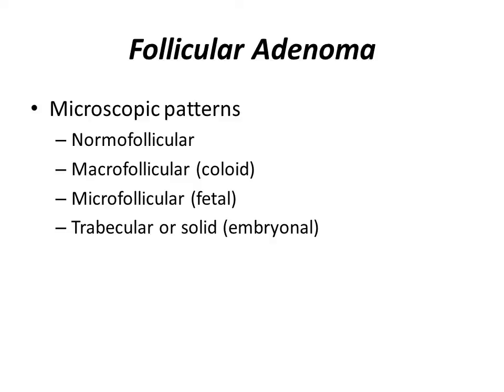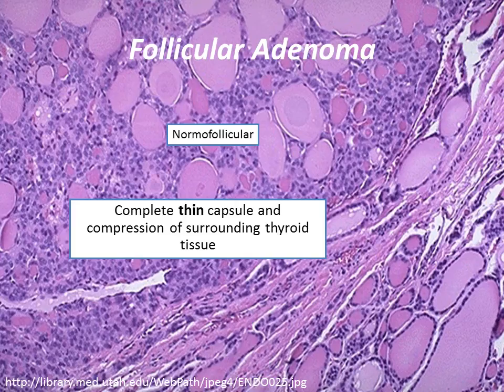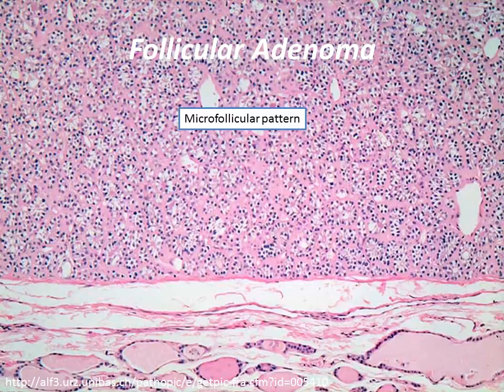The microscopic patterns of follicular adenoma are the normal follicular adenoma, the macrofollicular adenoma or colloid adenoma, the microfollicular adenoma or fetal adenoma, and the trabecular or solid adenoma or embryonal adenoma. The normal follicular adenoma shows the normal size follicles with a complete thin capsule and compression of the surrounding thyroid tissue. The microfollicular pattern shows small follicular proliferations, like you can see in this picture.